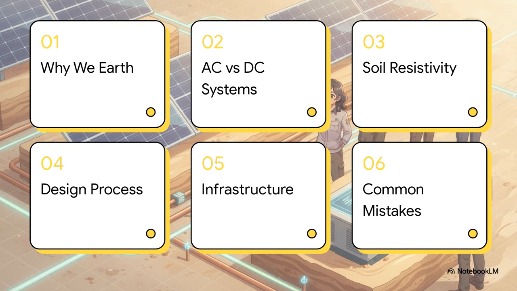So, here's our roadmap for today. Section 1, why we earth. 2, AC versus DC systems. 3, soil resistivity. 4, the design process. 5, infrastructure. And finally, Section 6, common mistakes. We're going to systematically build your knowledge following the ultimate engineering arc, which is understand, calculate, select, and verify. Every single section builds directly on the last one, which means no skipping ahead.